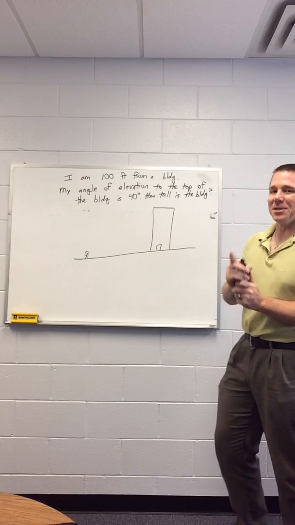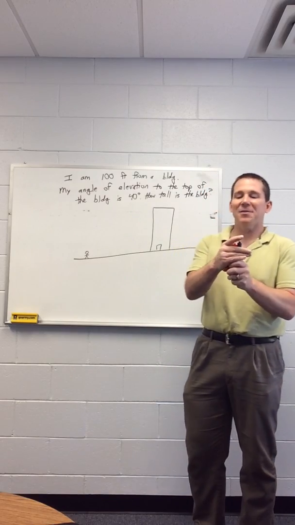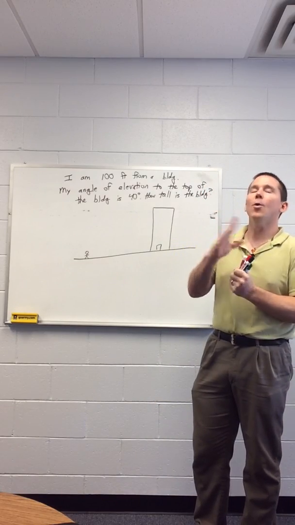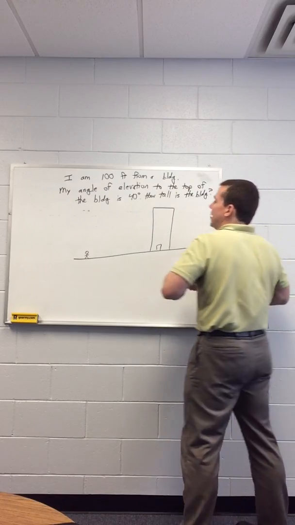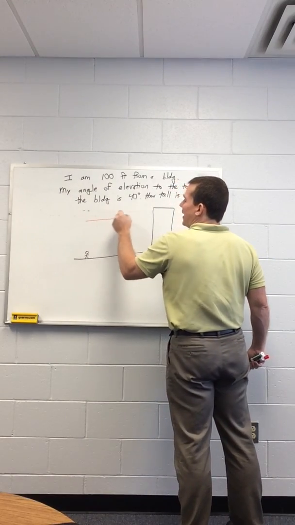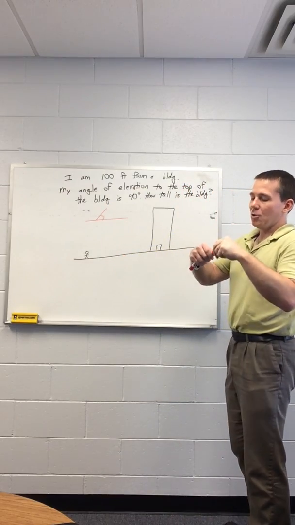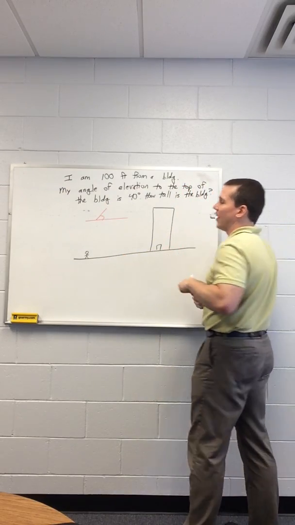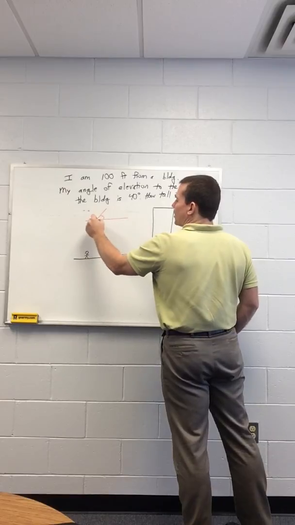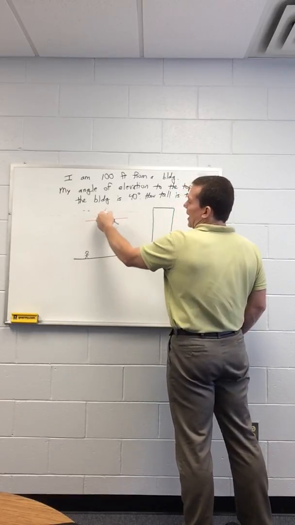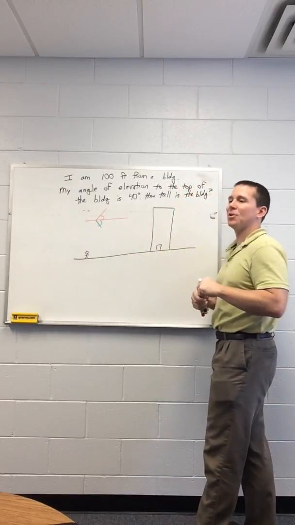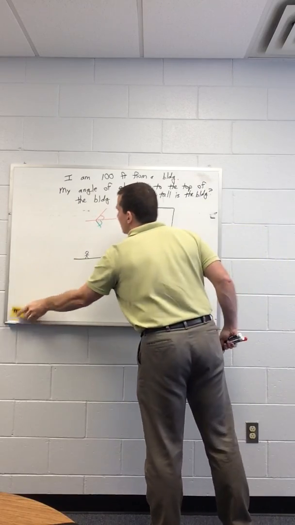Finding your angle of elevation. In case you don't know, angle of elevation is the angle going up from the horizontal. Meaning, this is the horizontal line, and an angle of elevation is the angle you get when you go up from there. You can also have what's called an angle of depression. That's when you start with the horizontal and you go down.